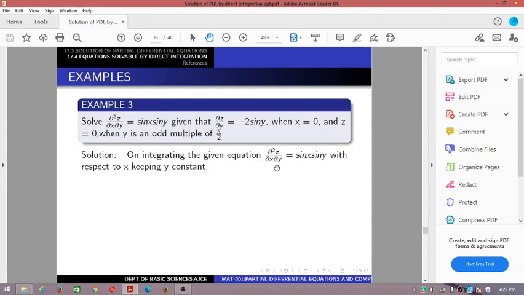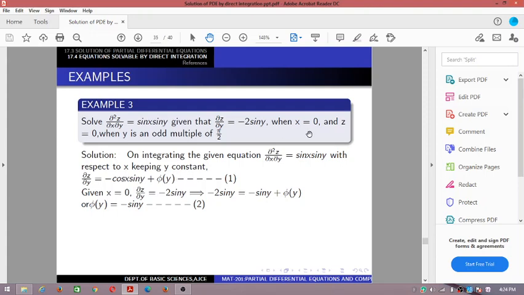We are integrating the expression ∂²z/∂x∂y = sin x sin y with respect to x, treating y as constant. Then the left hand side becomes ∂z/∂y = sin y, which is constant, into the integral of sin x, which is -cos x, plus a constant of integration, which in this case can be a function of y because we are treating y as a constant, therefore plus φ(y).